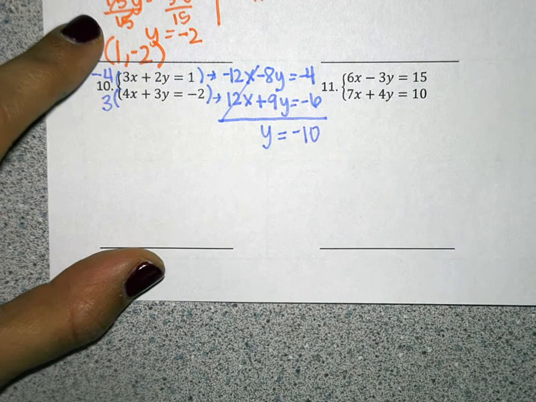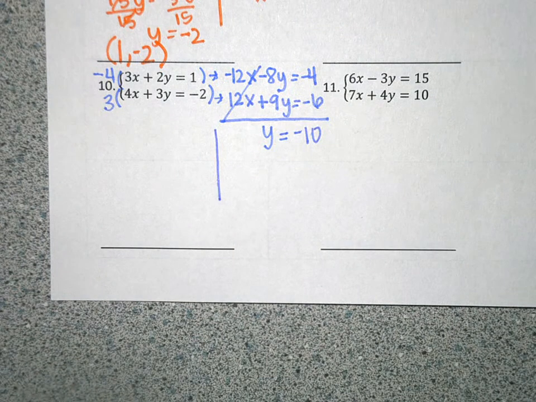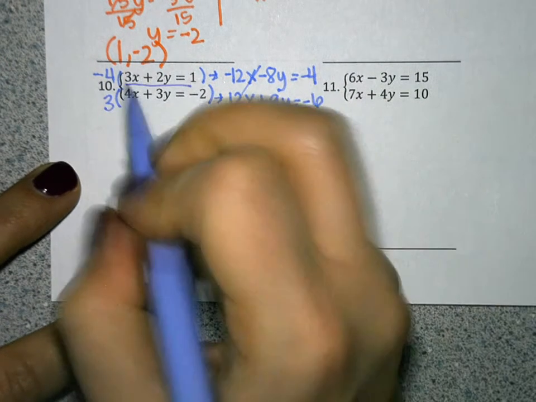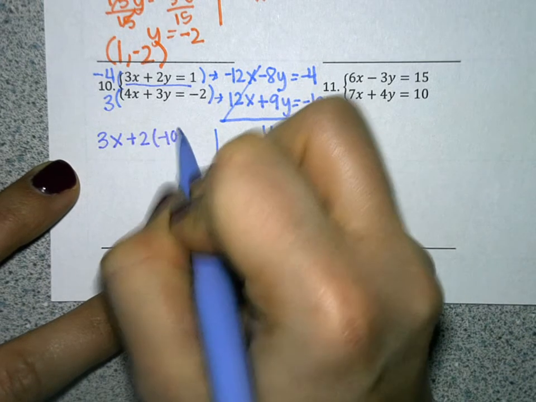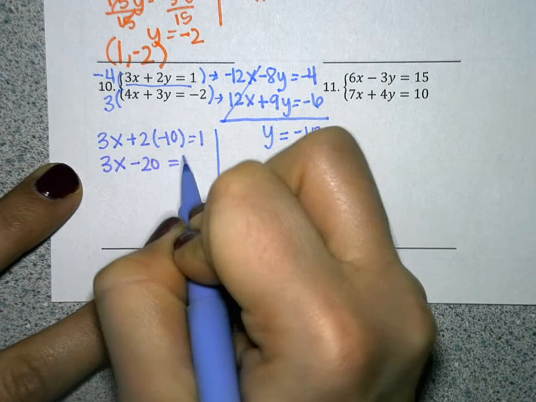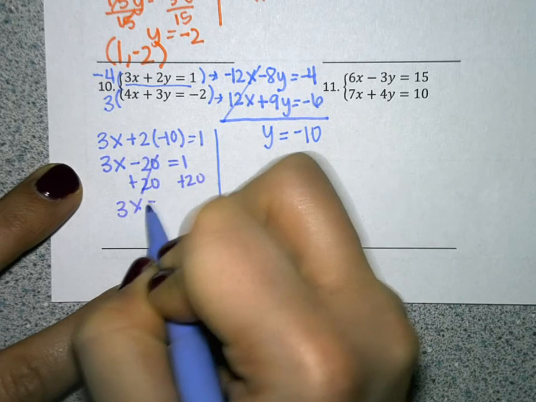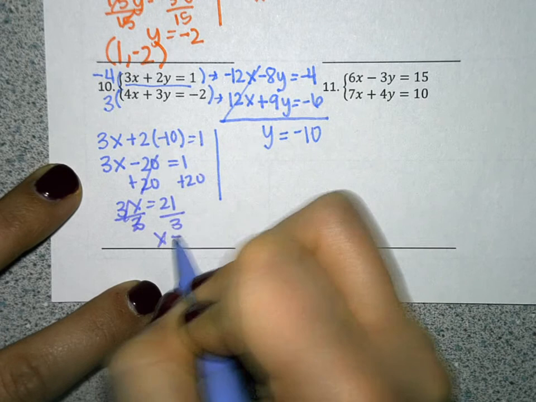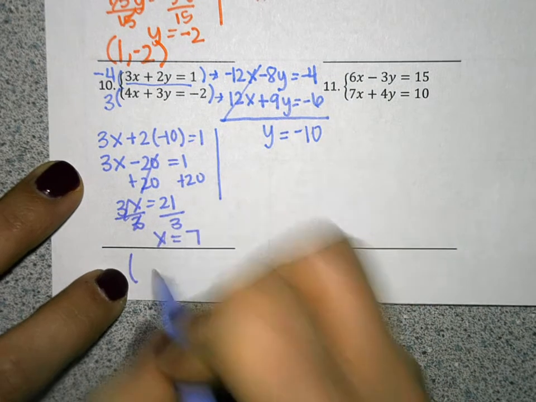When I plug that back in, you can use any equation to plug it back in. I'm going to plug mine back into the original top equation. So 3x plus 2 times negative 10 equals 1. 3x minus 20 equals 1. Add 20. And I get 3x equals 21. So x equals 7. So my ordered pair is going to be 7, negative 10.